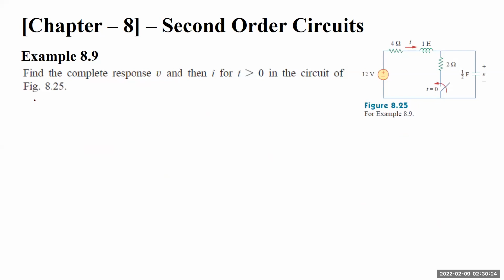The next step is to find the steady state values. For steady state, it means that at time t equals infinity. At time t equals infinity, our circuit will look something like this.